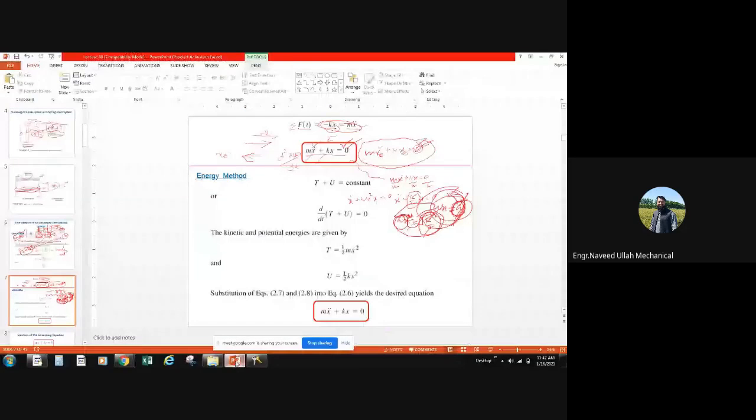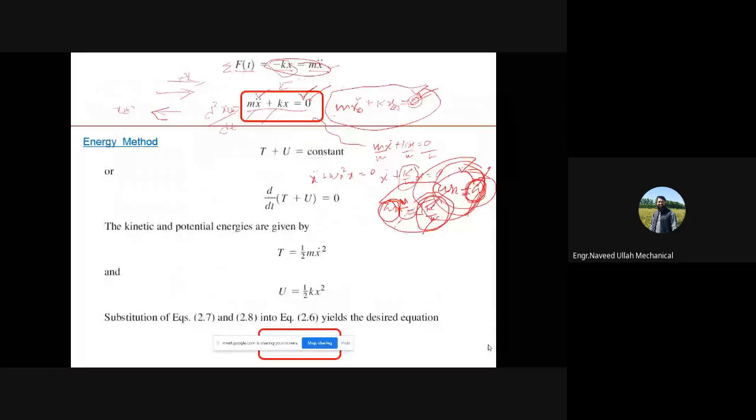So, if you want to derive that equation using the energy method, how do you do it? Just you can see that in the energy method, this is basically the law of conservation of energy. The sum of kinetic energies and the sum of potential energies is constant, okay? So they are interconvertible, but the total energy will be constant.